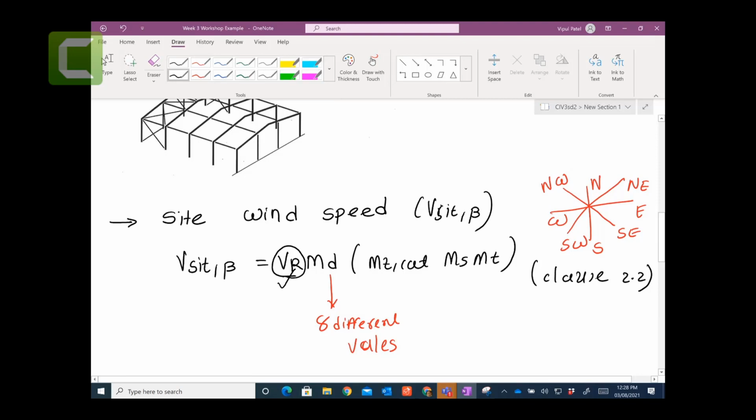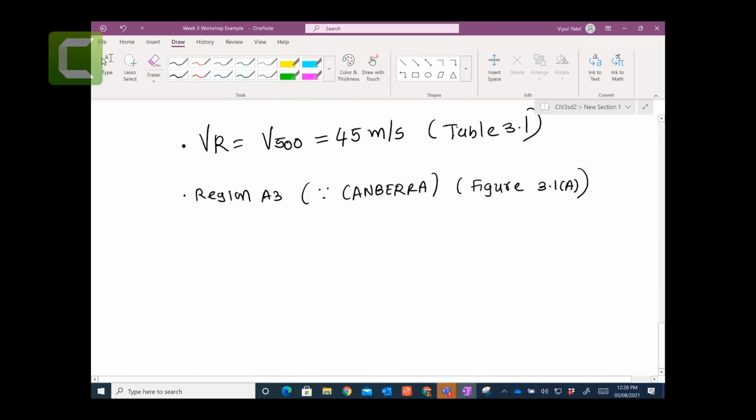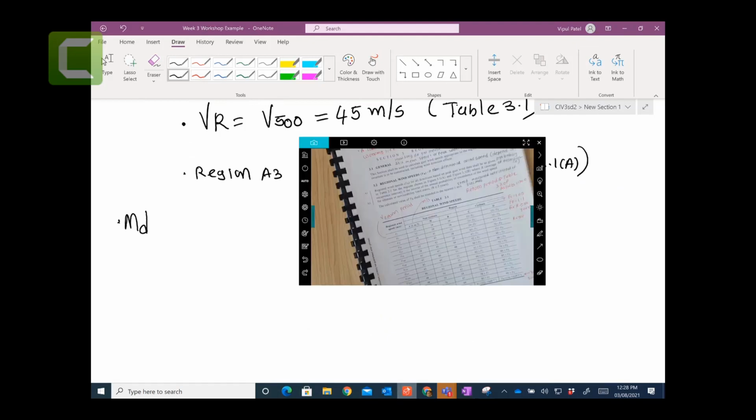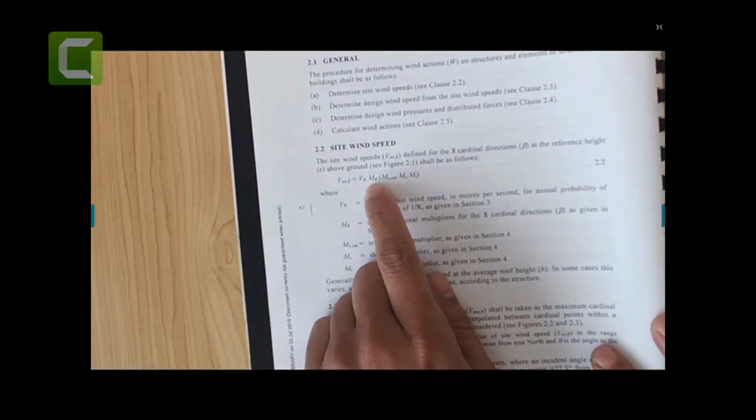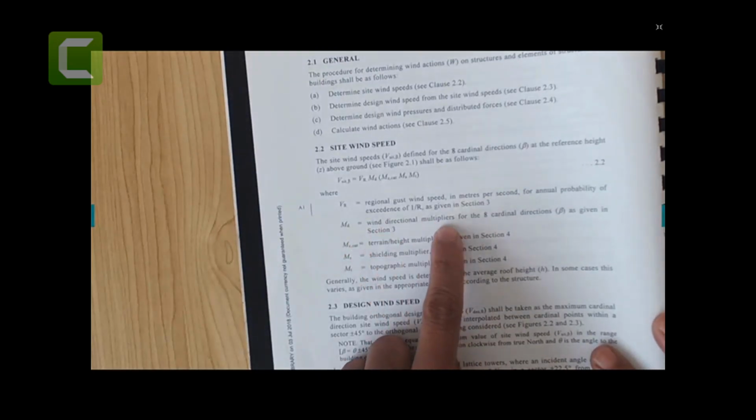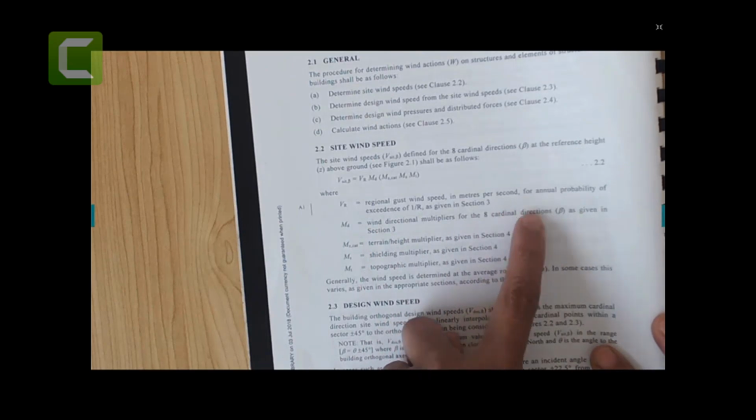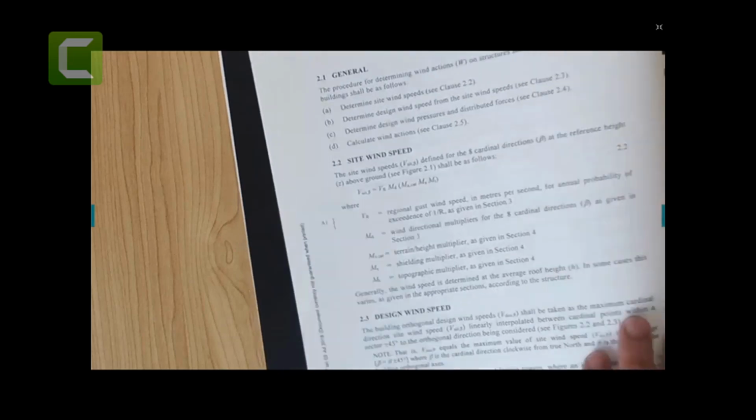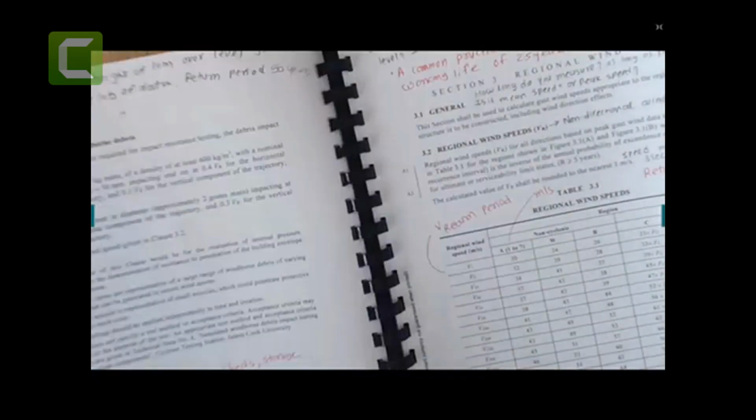So the first one is done, which is VR. Okay, now we will go for MD. So MD, what is it called? Now if you turn the page over, you will have MD here in clause 2.2, and the definition of MD is wind direction multiplier for 8 cardinal directions, which is represented by beta and is given in Section 3. So it's the wind direction multiplier, for the 8 different cardinal directions. So let's go back and find it.